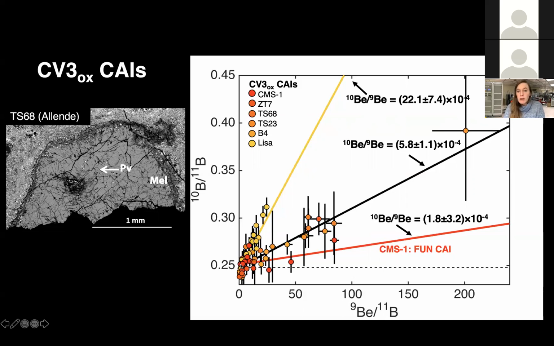So here, most of the CAIs lie on this black regression line of 5.8 times 10 to the minus 4. But there are these 2 CAIs, this one called CMS1 and this yellow one called Lisa, that have quite different beryllium-10 abundances.